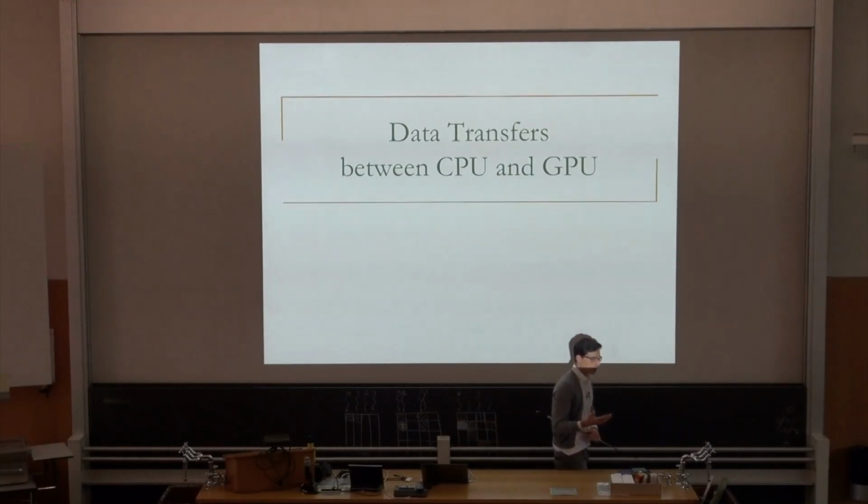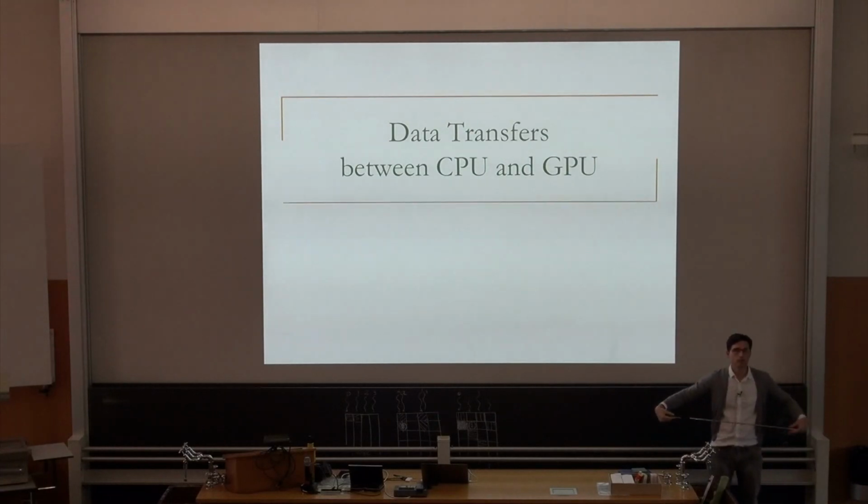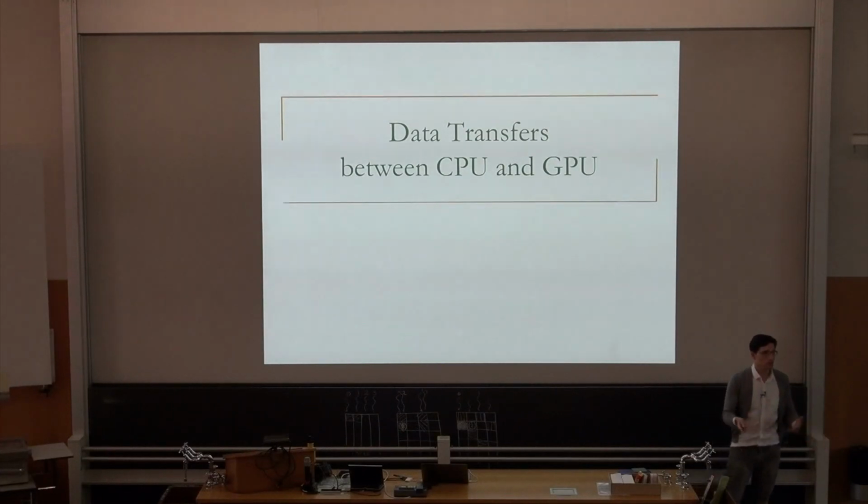By the way, this bottleneck actually only exists on discrete GPUs, right? And we saw some results for the AMD Kaveri, that is an integrated system that has CPU and GPU on the same chip, so they access the same main memory. So there is no need of moving data back and forth.